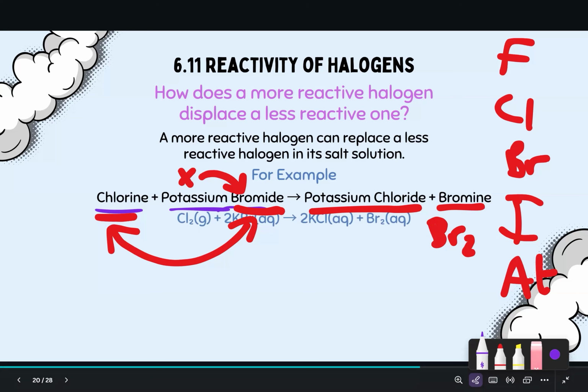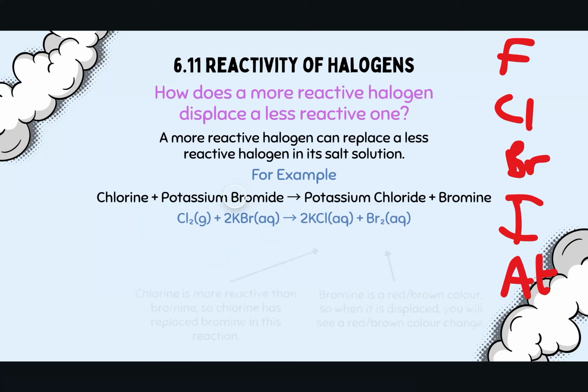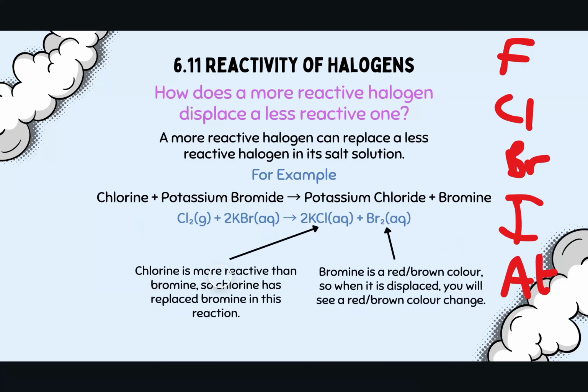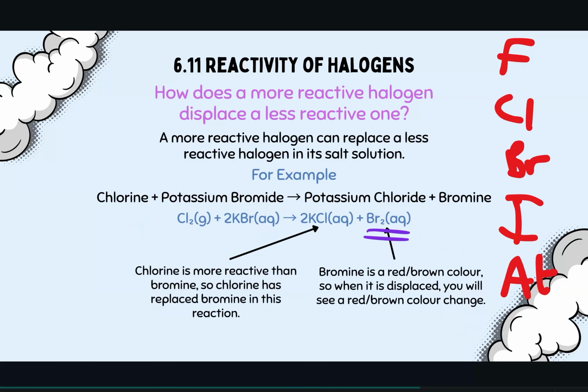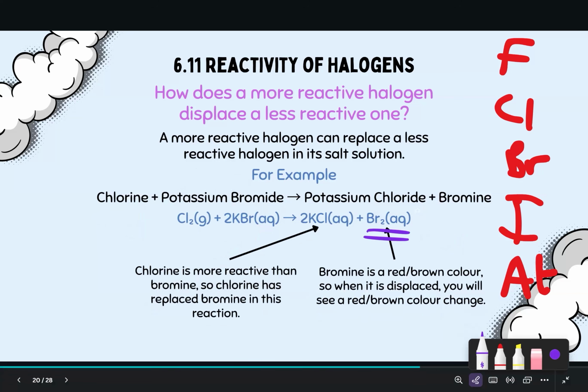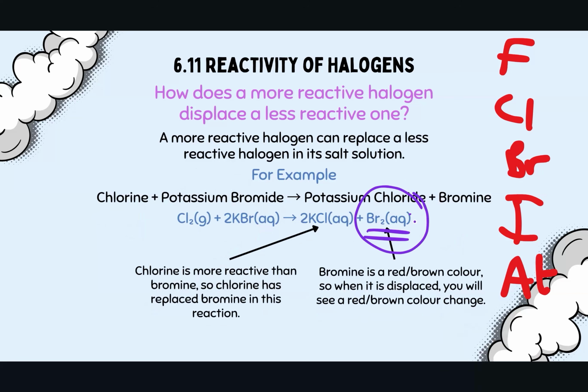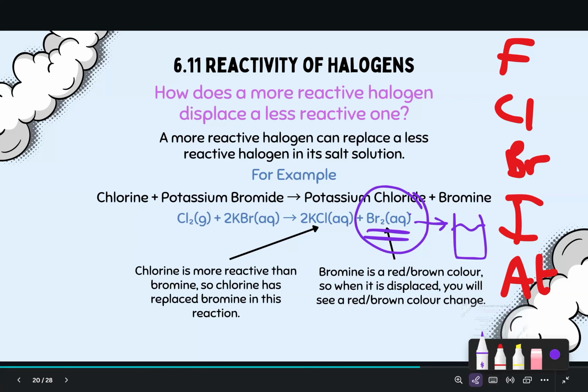So you can see the equation there. What's happening? Chlorine is more reactive than bromine, so chlorine has replaced bromine in this reaction. Now, bromine is a reddish color. Because bromine is a red-brown color, when it's displaced, you'll see a red-brown color change. This is what's entered the solution, so as it enters the solution, it's going to turn it a reddish-brown color.